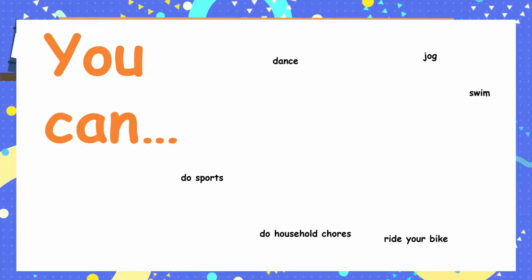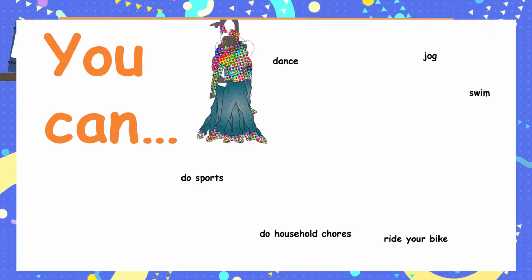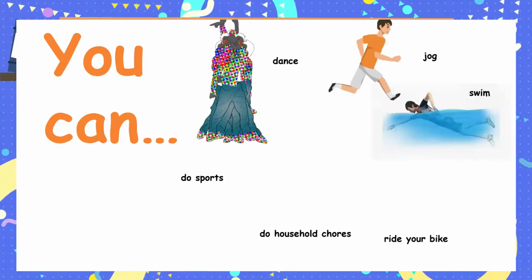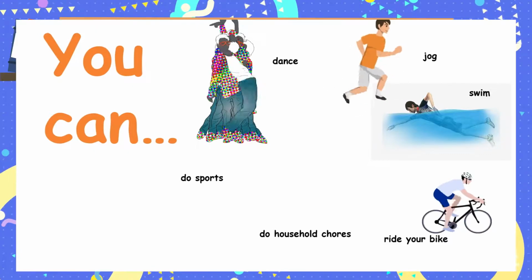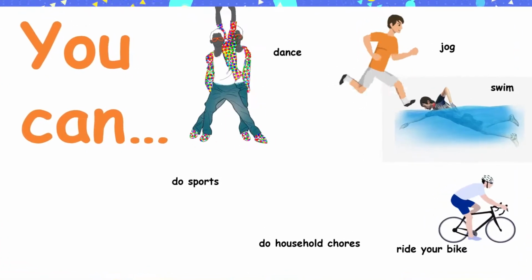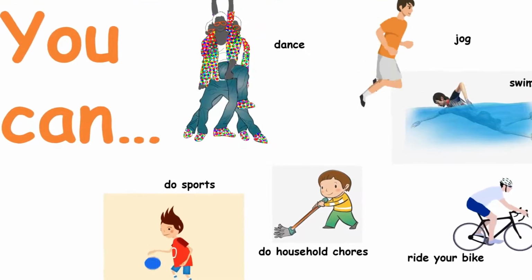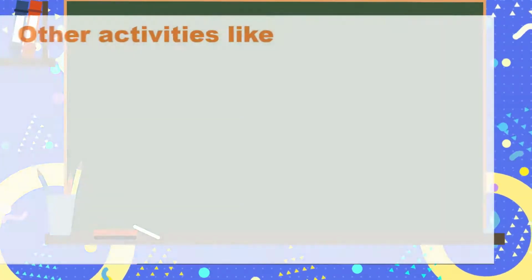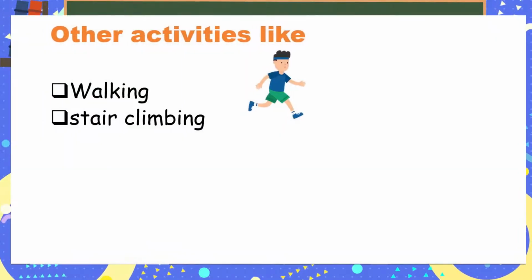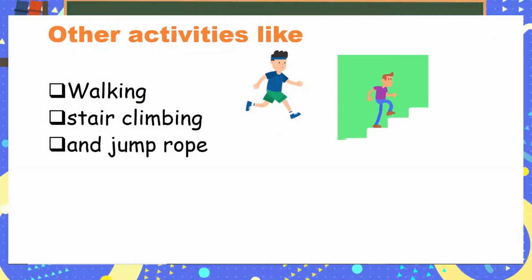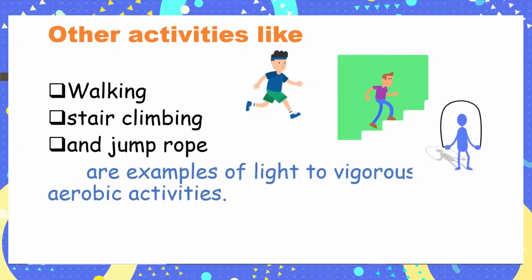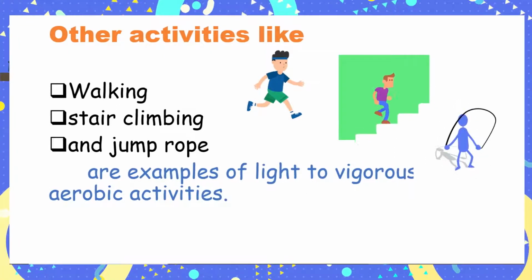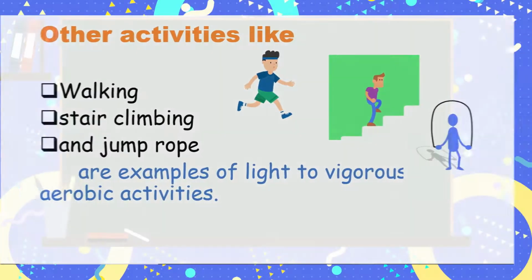In doing aerobic activities, you can dance, jog, swim, ride your bike, do household chores, or even do your favorite sports. Other activities like walking, stair climbing, and jumping rope are examples of light to vigorous aerobic activities. That's fun, right? But how?